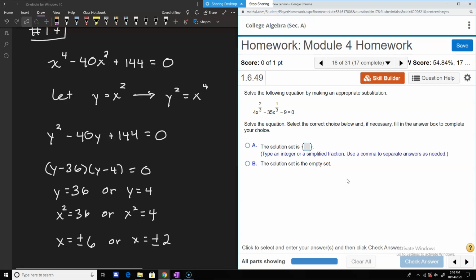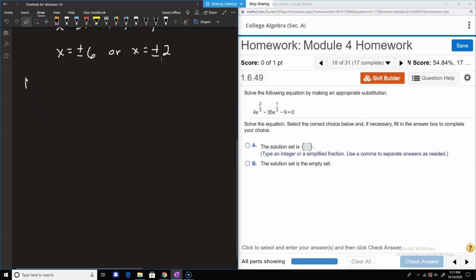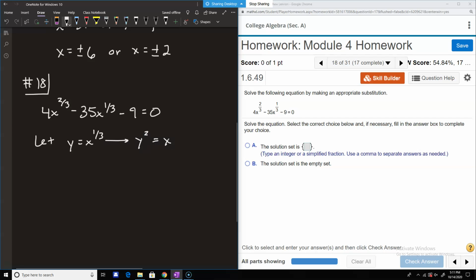And it's going to be the similar thing here. Again, what you're going to want to let y be is the smaller of the two. If y is x to the 1/3, if you square it, you get x to the 2/3. So this problem is going to be very similar. So let's go ahead and do that substitution. So we have 4x to the 2/3 minus 35x to the 1/3 minus 9 equals 0. So we let y be x to the 1/3, which means y squared is x to the 2/3.